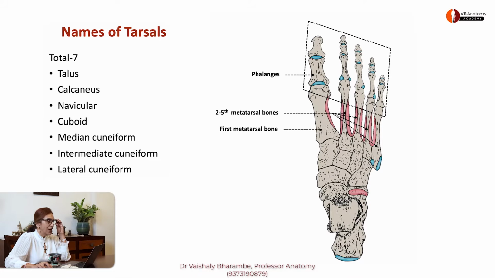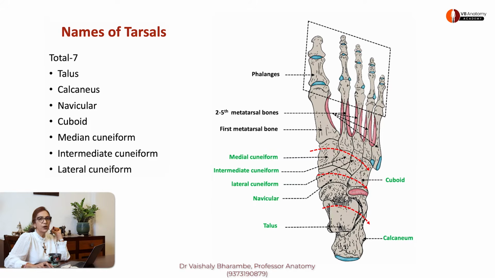Right. So, one last time, names of tarsals. Proximal row: talus and calcaneus. The next distal row: navicular and cuboid. Beyond that, medial, intermediate and lateral cuneiform. These are all my tarsals.